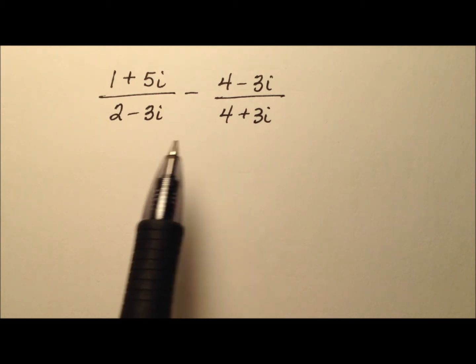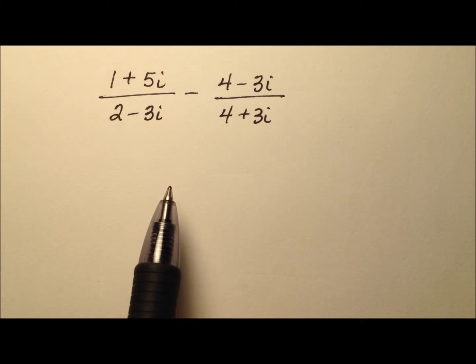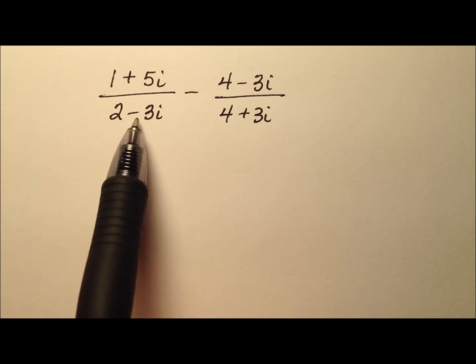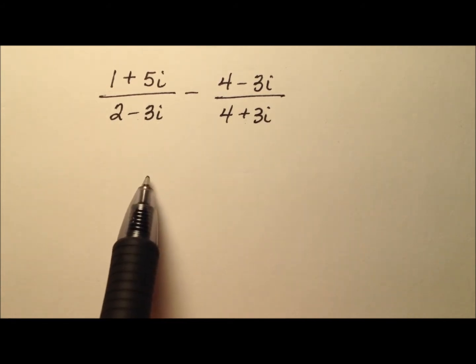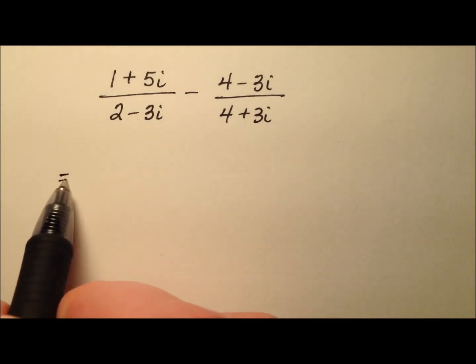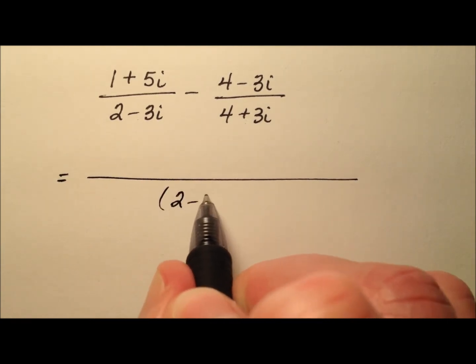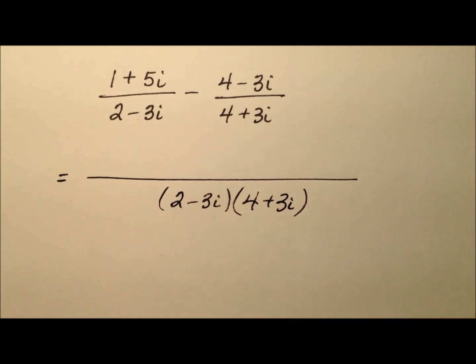I would like to just look at this and compare the two methods to see maybe if one is better than the other or if they're both kind of the same. So let's go ahead and get going. Let's get common denominators first, and it looks like between these two complex numbers there are no common factors, so we're just going to multiply them together for our common denominator. So that'll be 2 minus 3i and 4 plus 3i.